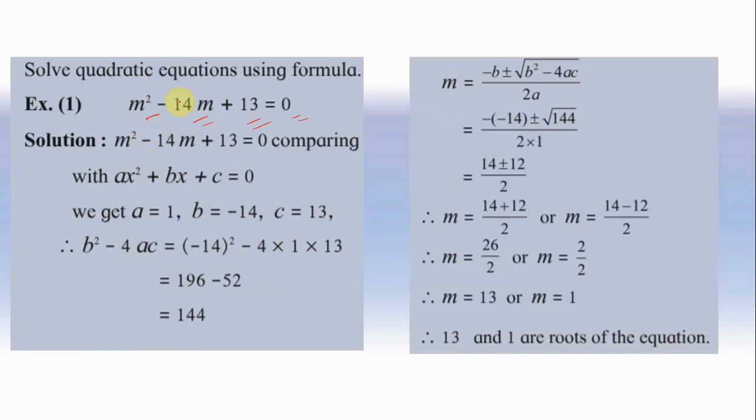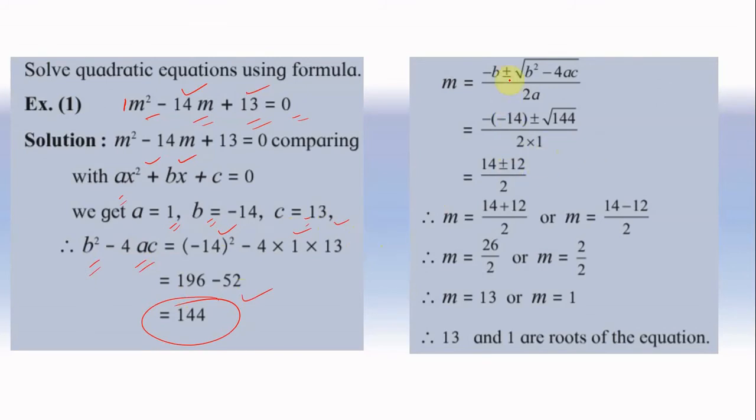Whether the given equation is a quadratic equation, yes, surely it is in the form of ax square plus bx plus c. So we know what a is over here. A is 1 because it is m square. B is equal to minus 14. C is equal to 13. So we got a, b, c, and our formula demands only that much. First we will try to find b square minus 4ac. Simply by substituting the values we got the answer 144.